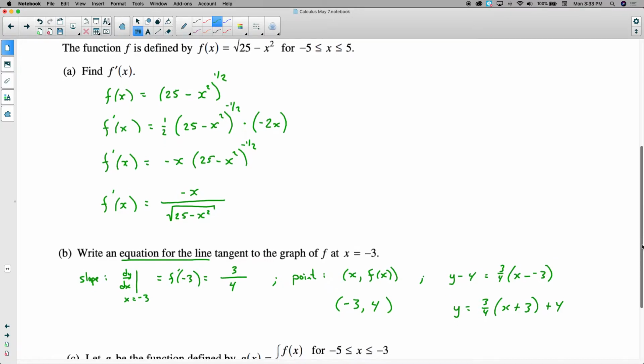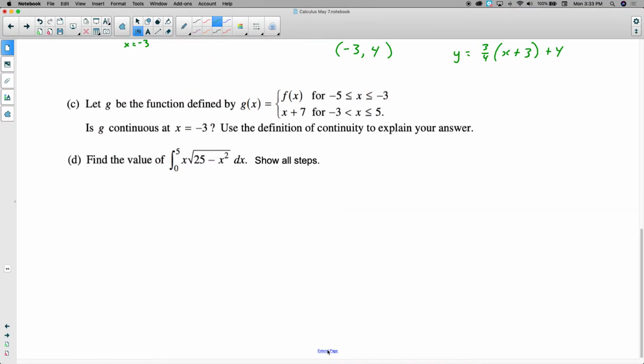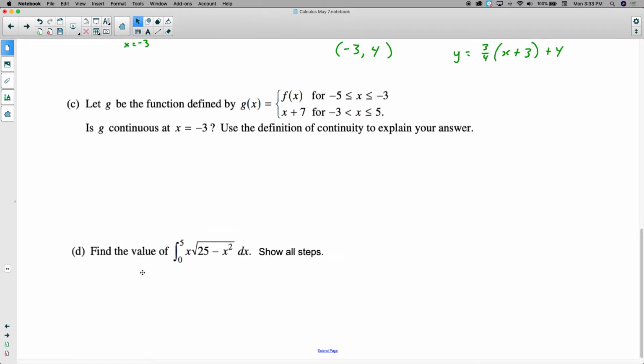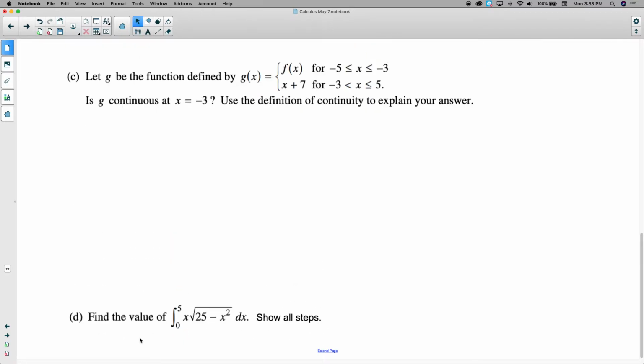Okay, cool. Moving on to C here, where things get a little more intense, I have to say. In part C, they give us a function g, which is this piecewise defined function, where on the piece from -5 to -3, we're on that semicircle up above I mentioned on f of x. But then from -3 to 5, we are on some line.